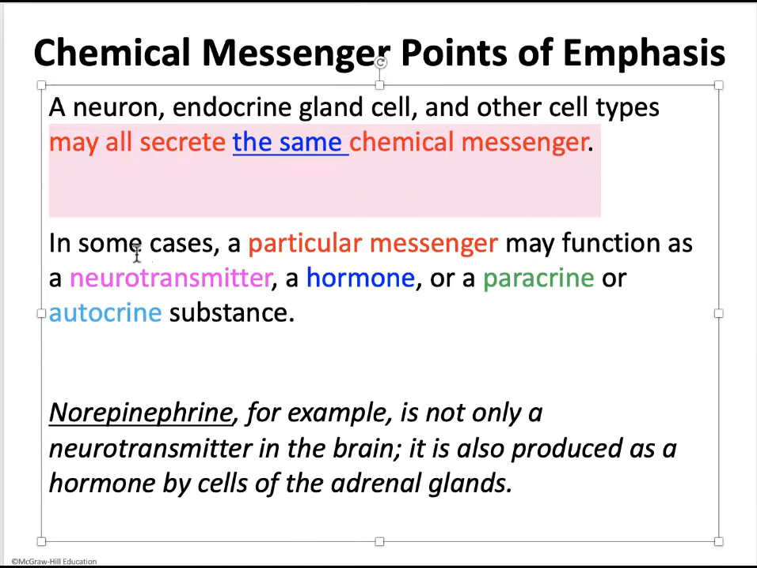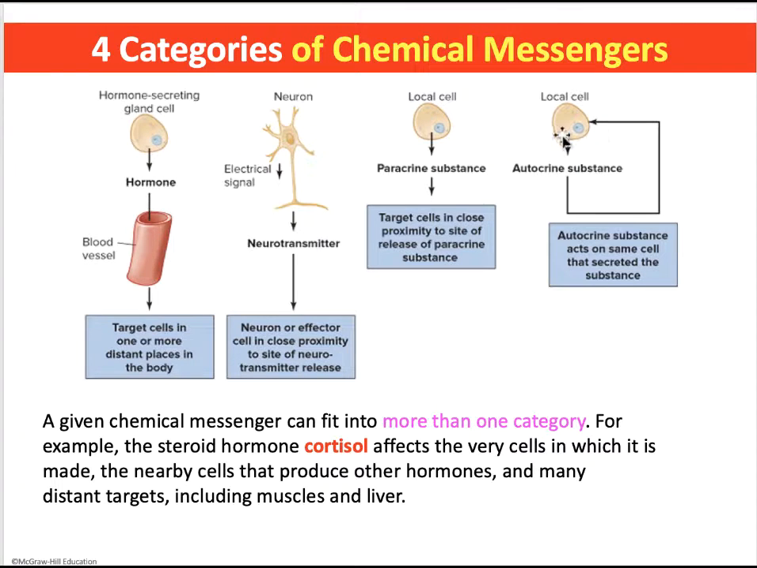So here's an example. A particular messenger may function as a neurotransmitter, a long-distance, long-lasting hormone, or something in between. And the something in between has been broken down into two subcategories. So students have to learn all four of these. So autocrine is the most localized effect. Here, the surface of the cell produces a chemical that affects itself.